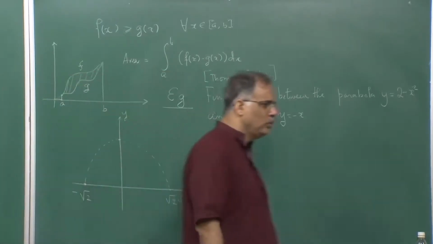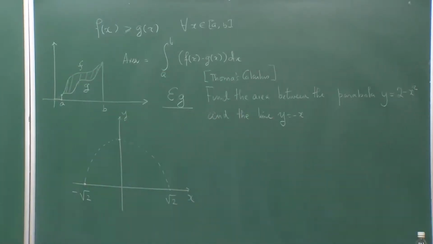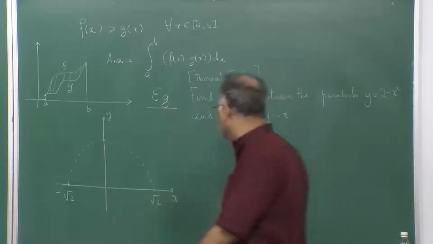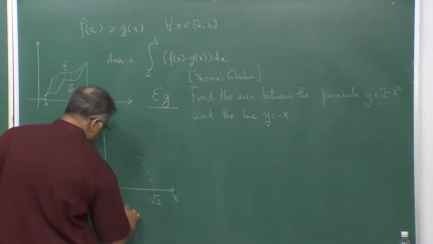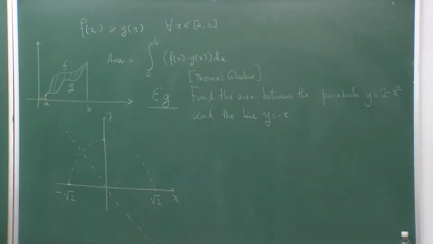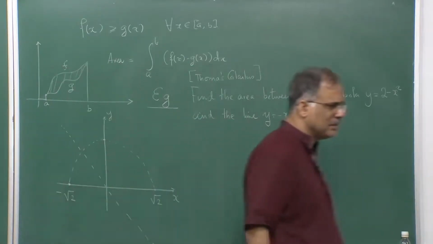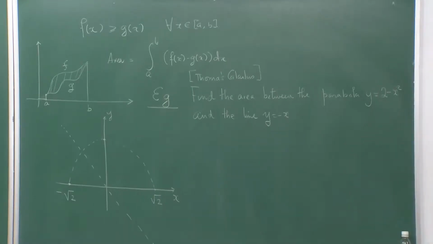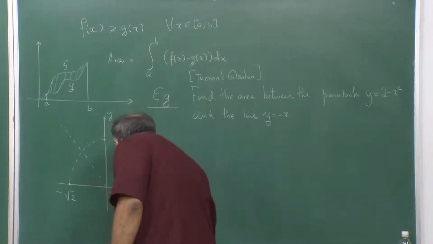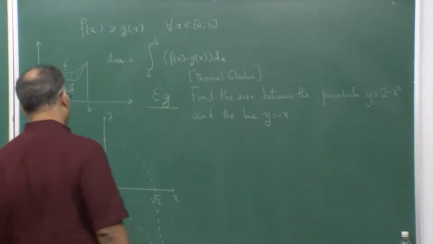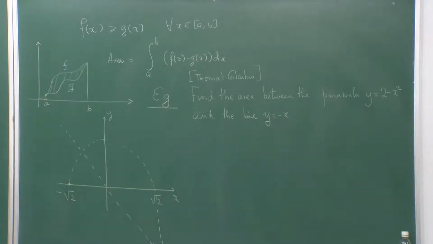Now, I need to know at which points the curve is intersecting, right, at which point this curve y equal to minus x is intersecting. So, y equal to minus x is the line, this, passing through 0. So, y is equal to minus x. Where does it hit? Where does it cut the parabola? It cuts the parabola somewhere here, right. So, what are those points?